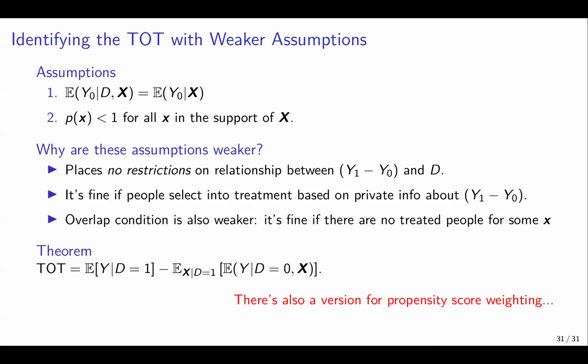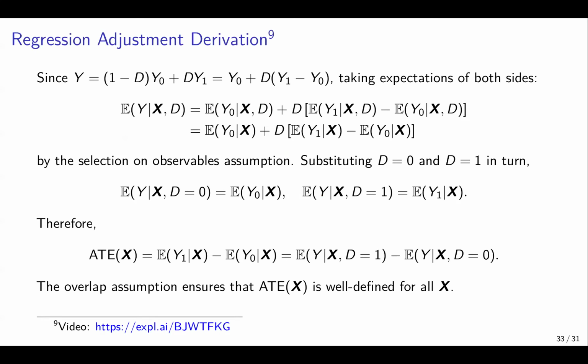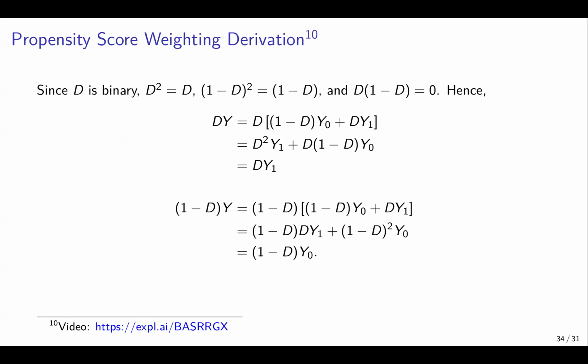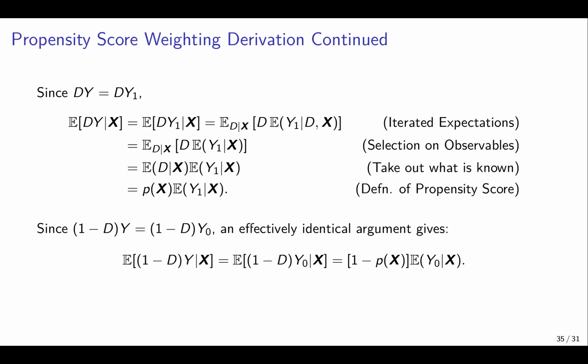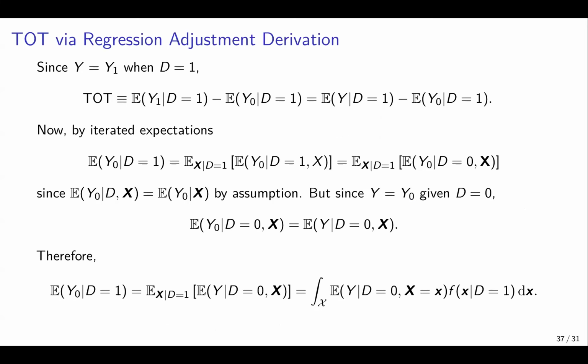So that is the end of this lecture on selection on observables. As I mentioned, there is an appendix, and you can go to the course website to download the slide deck, and you can see the appendix slides. I'll just show you that these contain a derivation of the regression adjustment formula, also the propensity score derivation, and finally, they contain this argument for the TOT via regression adjustment.